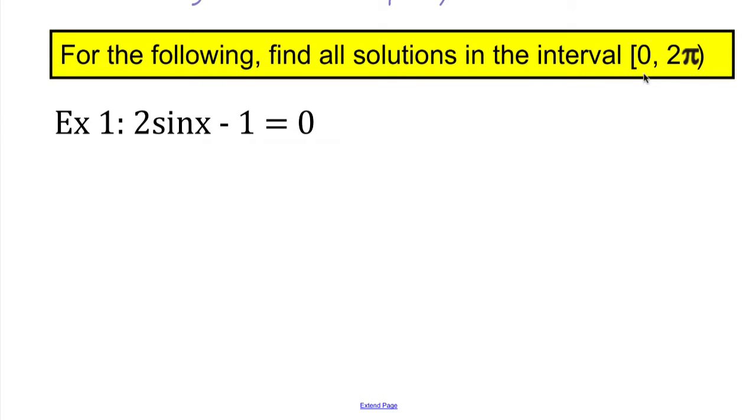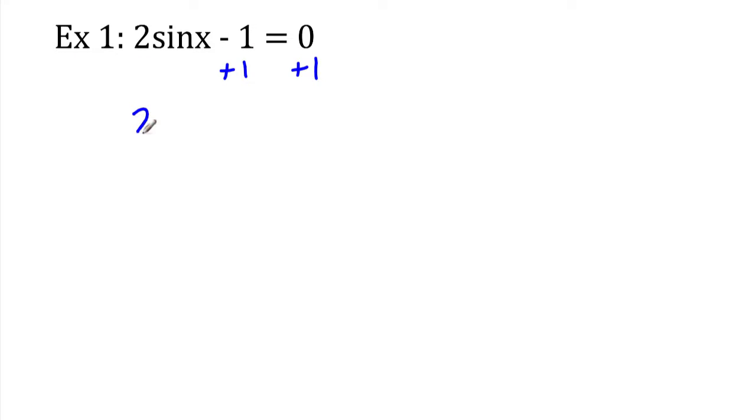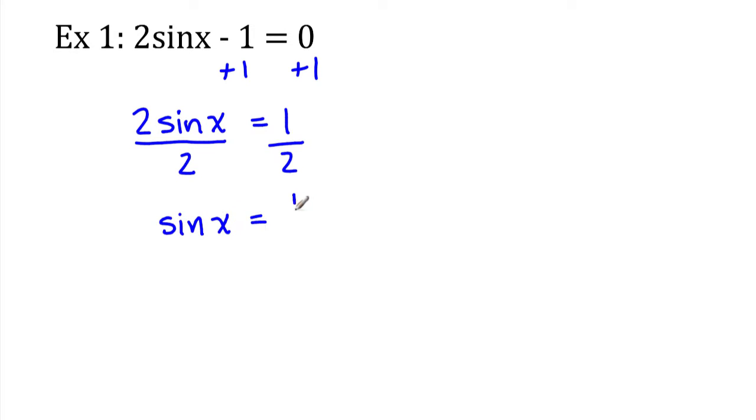If you treat this equation as if it said 2x minus 1 equals 0, how would you solve for x? You would isolate it by adding 1 to both sides and then dividing by 2. The same algebraic properties apply here. When we do this, we're left with sine of x equals 1/2. So how do we solve for x? Well, we use our unit circle.